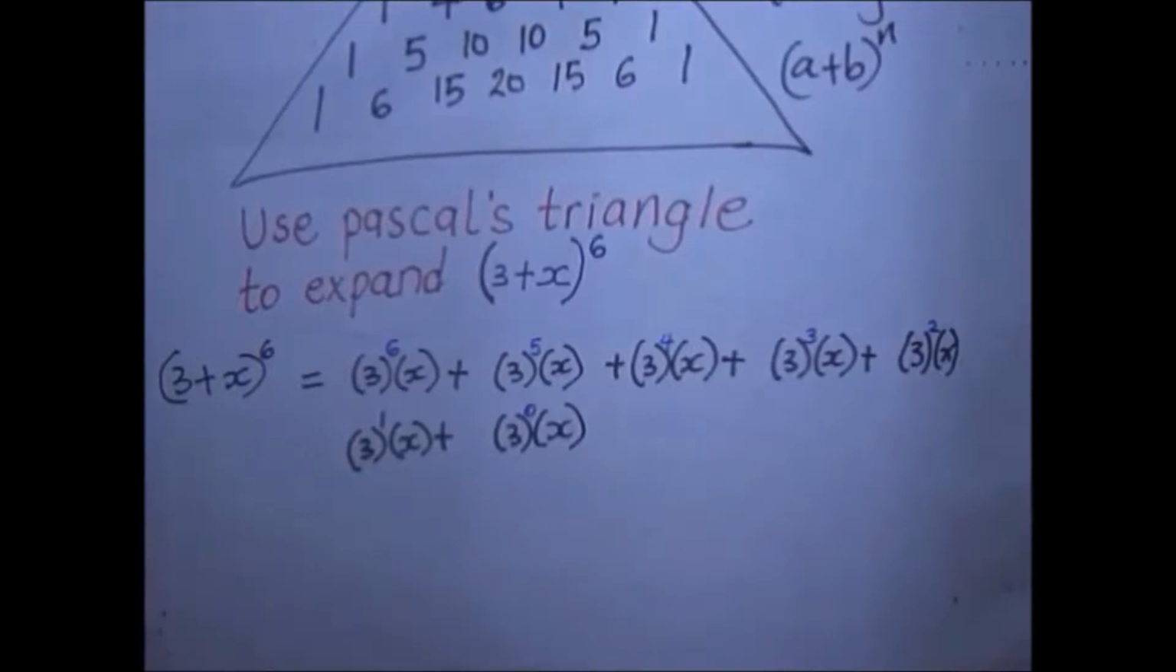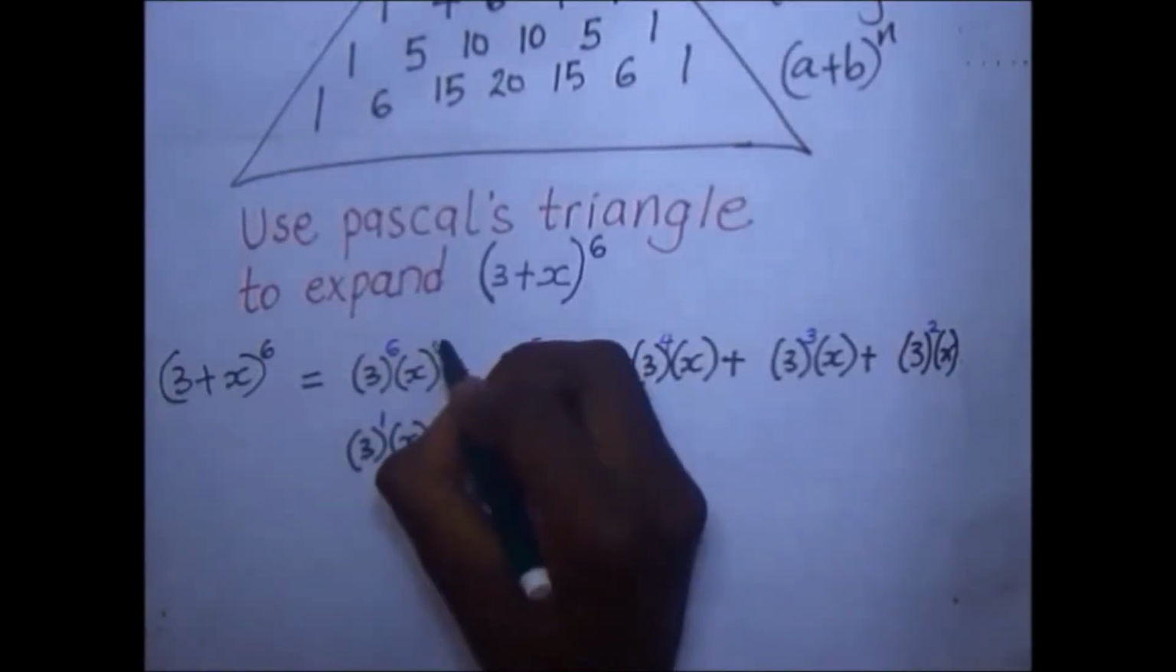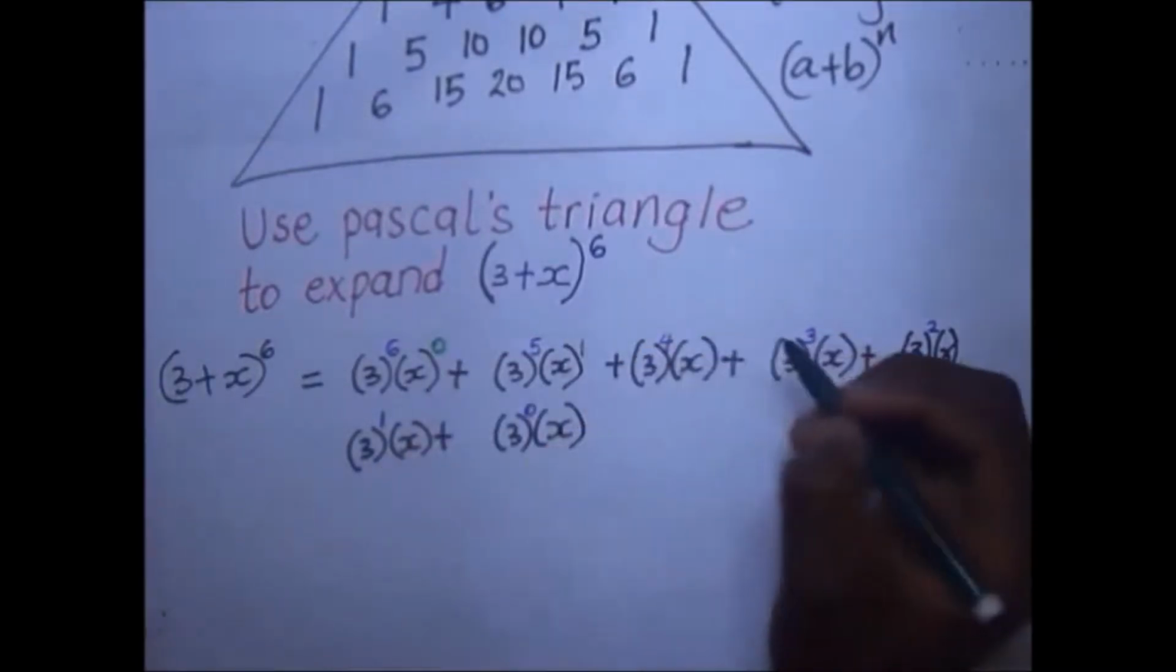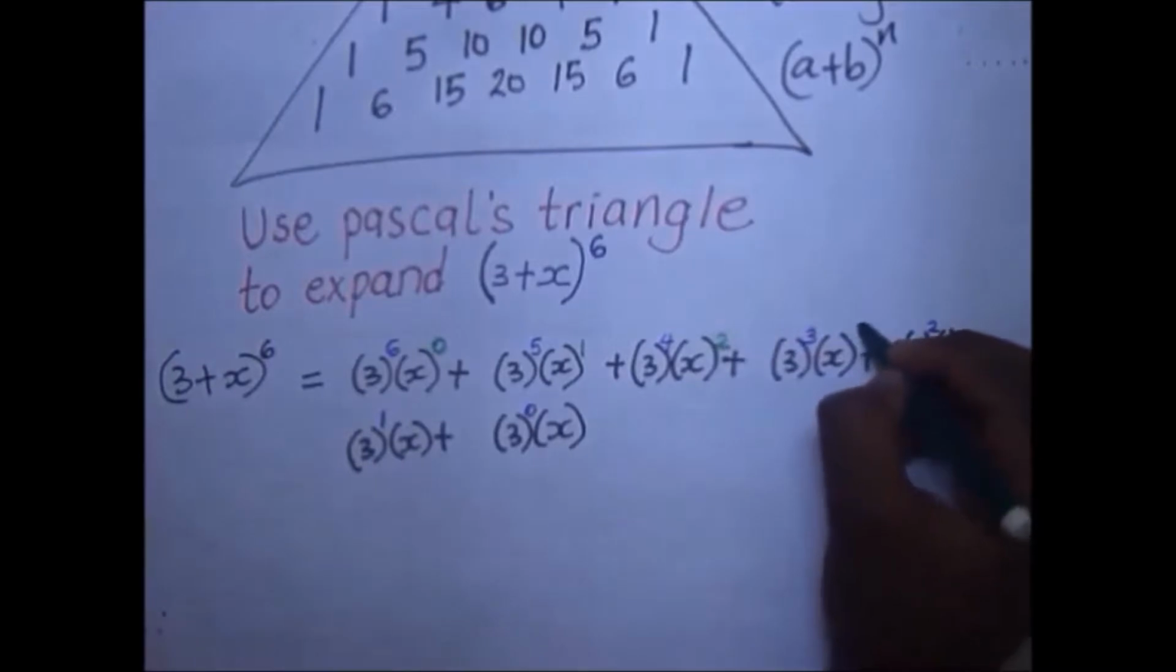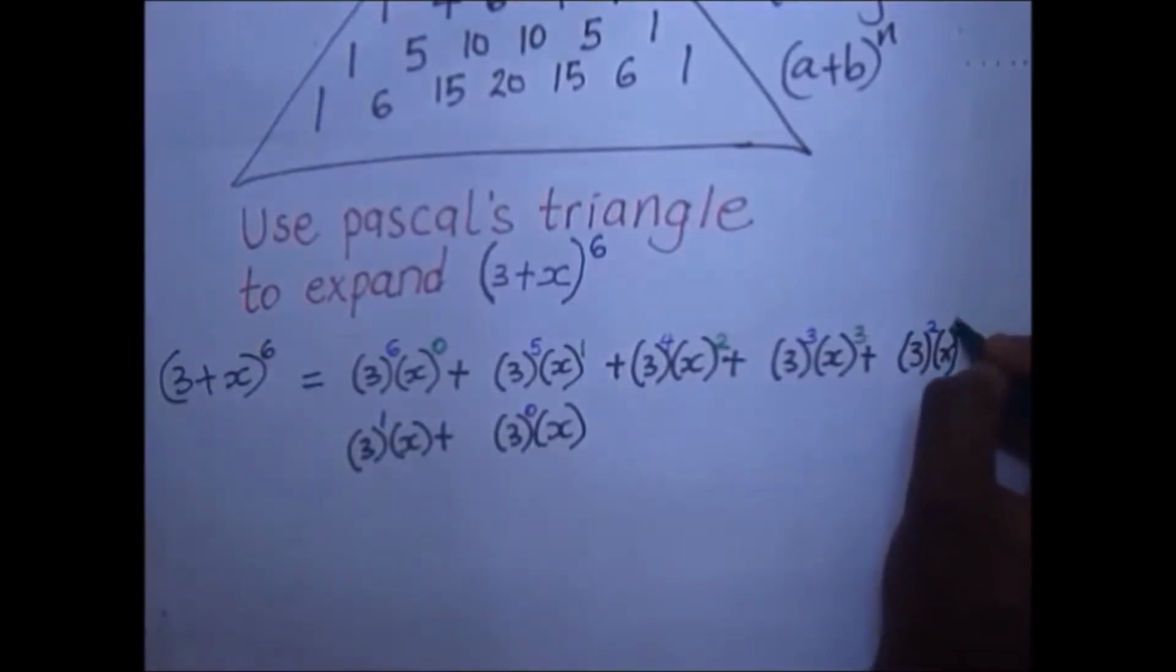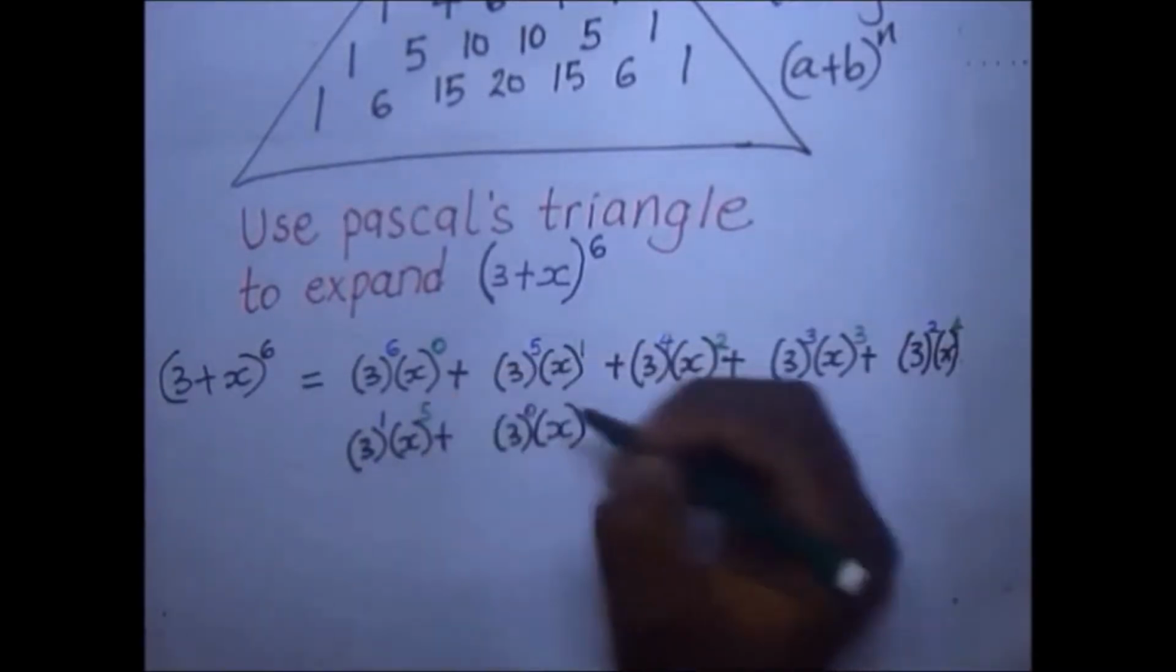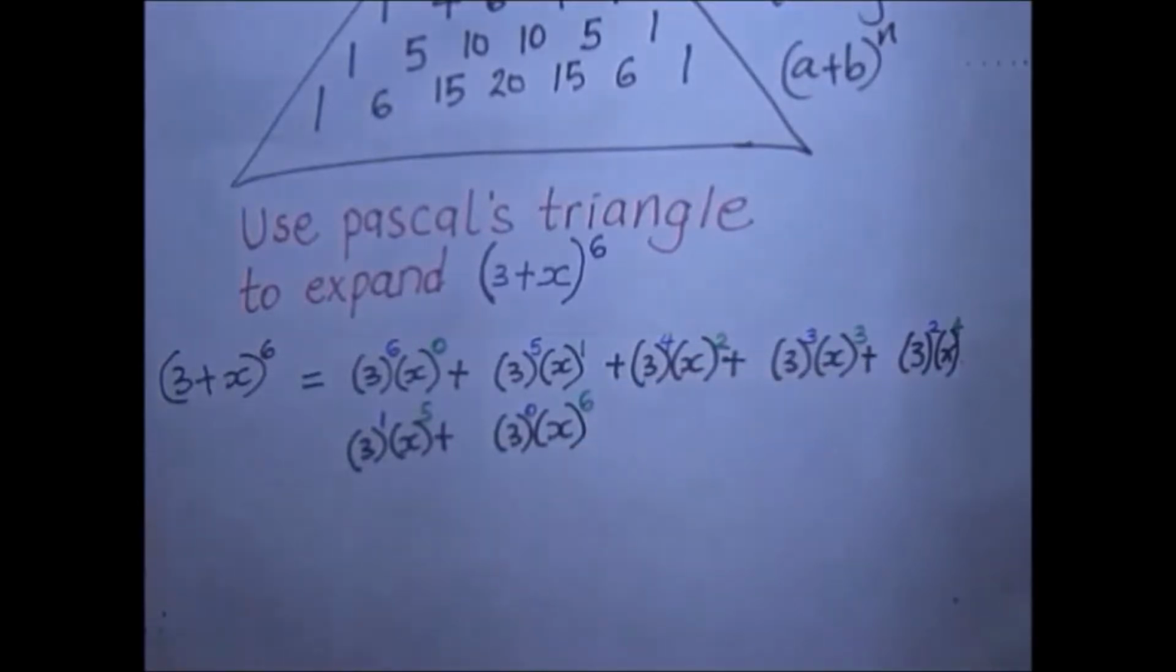Then we get to the next term, the second term. For it, it will start from 0: 0, 1, 2, 3, 4, 5, 6. So after awarding powers to the terms, we now award the coefficients. This is to the power 6.